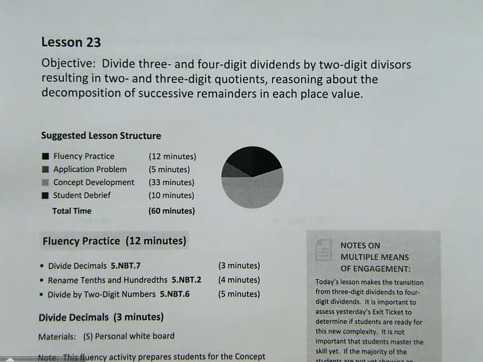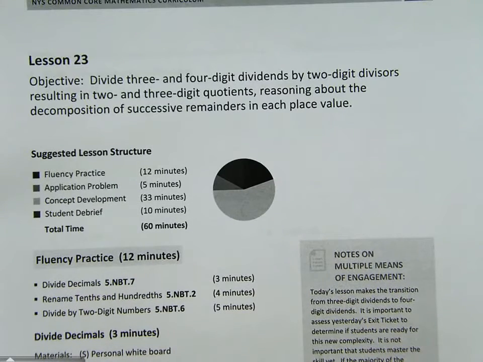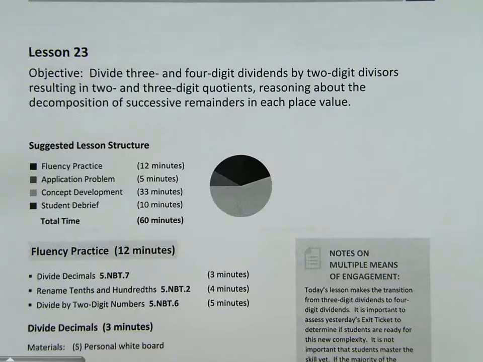So we're going to be dividing 3 and 4 digit dividends by 2-digit divisors, resulting in 2 and 3 digit quotients. Reasoning about the decomposition of successive remainders in each place value. So we're going to be doing kind of the same thing we were doing in lesson 22, except we're going to be using some even larger numbers this time.